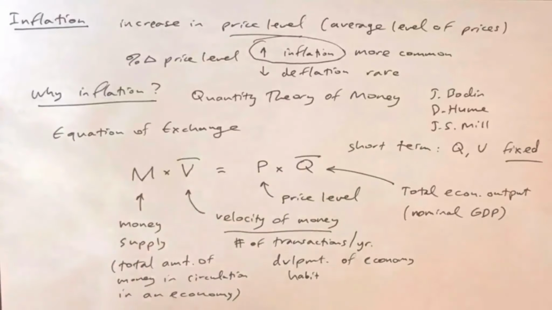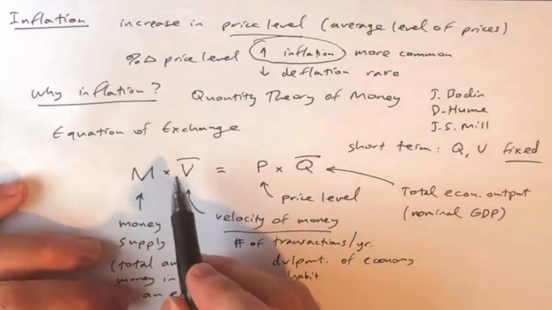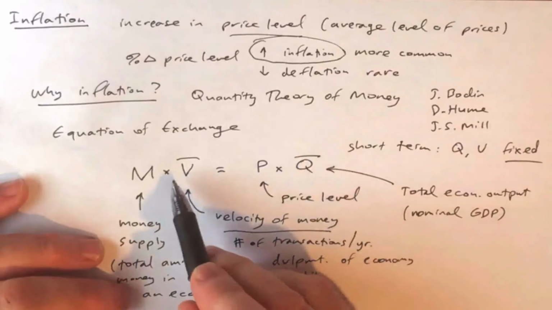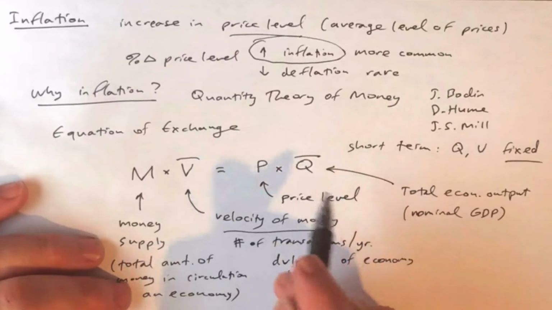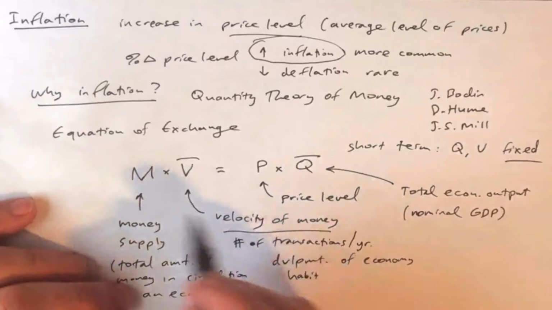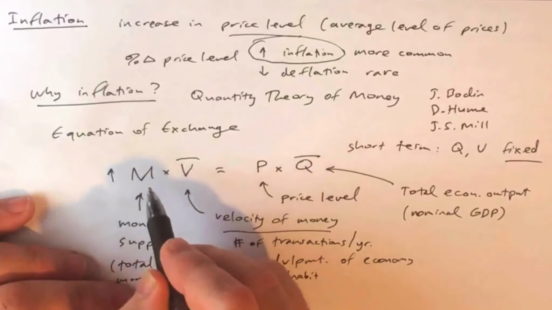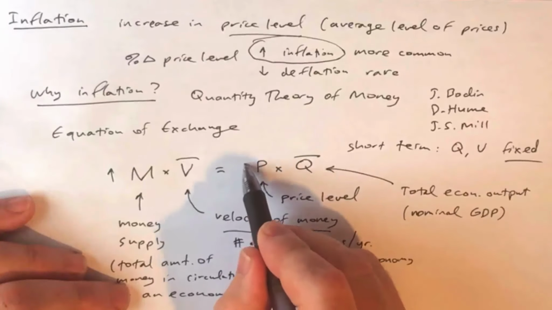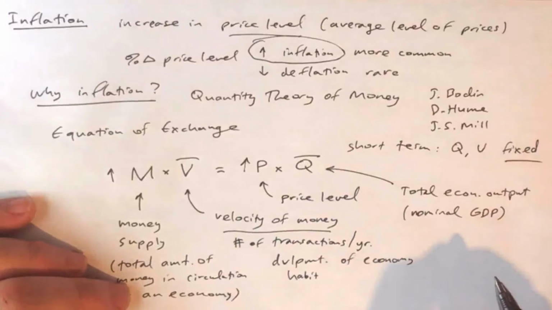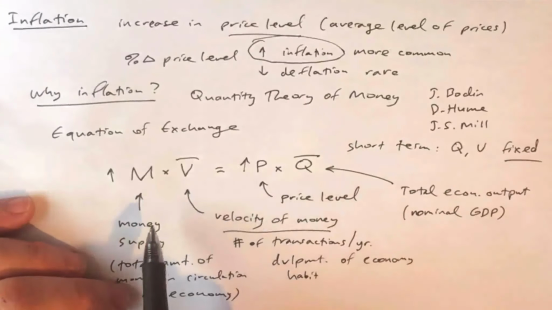People make about the number of transactions per day or whatever that they make. In the short term, that's not going to change, okay? So if we have these two variables that are fixed, the bar over it indicates that it's being held constant. If there is an increase in the money supply, there will be a consequent increase in the prices, okay, of roughly the same magnitude. So that makes this a theory of inflation.